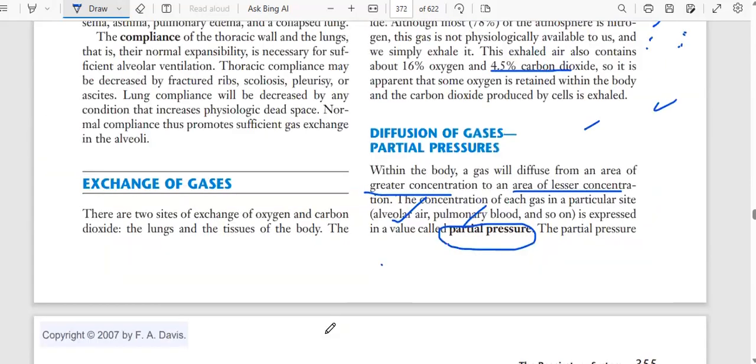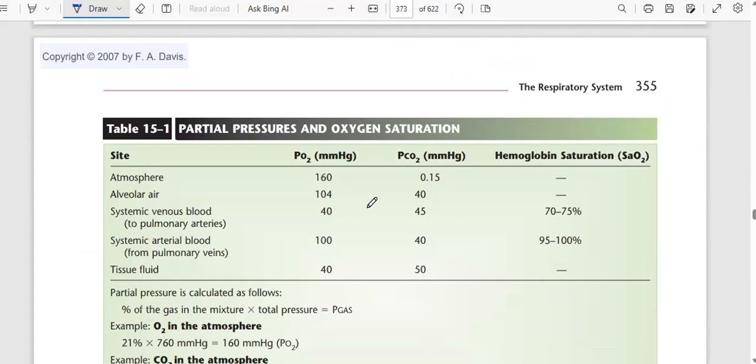So basically here, in the diffusion of gases, we have partial pressures. Air has pressure, it may be oxygen, it may be carbon dioxide. In the atmosphere, the pressure of oxygen is 160 mm Hg, and carbon dioxide 0.15 mm Hg. And in the alveoli, if oxygen enters, its pressure is 104, and if carbon dioxide is exhaling, its pressure is 40 mm Hg.